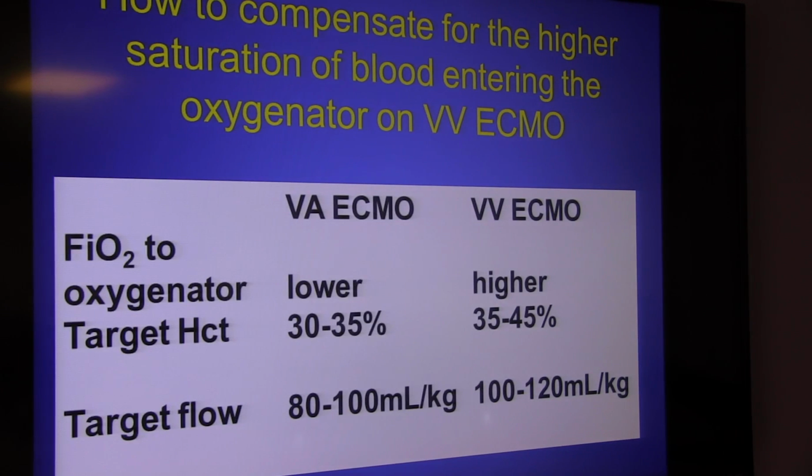So the ways we can compensate for higher saturation of blood entering the oxygenator on VV: one is your FiO2 to your oxygenator, and we do tend to use a higher FiO2 on our oxygenator. Two is to target a little bit higher crit. We've moved to 30 to 35 for VA, although I think most of us hover close to 35 in the NICU. You guys on the other side have not moved to 30 to 35; we've moved to 35. And 35 to 45 for VV.